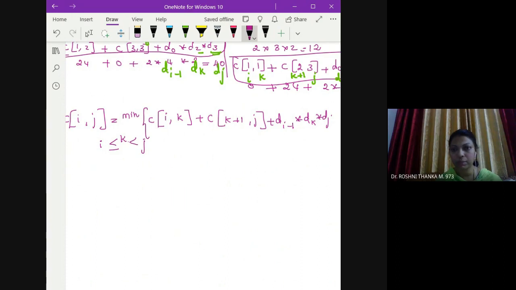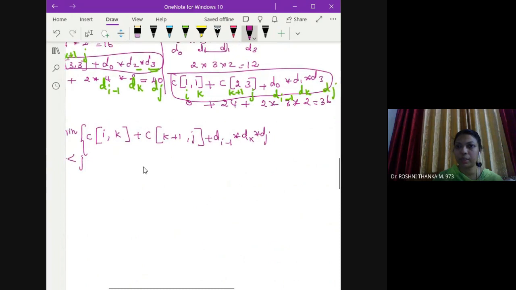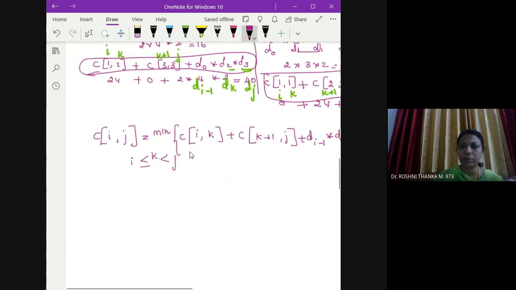So don't forget this formula. You can easily remember it: cost of i comma j plus cost of k plus 1 comma j plus d(i minus 1) into d(k) into d(j). Always you can see this value and this value will be the same here. This value 2 here will also be 2, and the j value here and the j value here will be the same, and only the k value will be changing. So here the k value is 2, here the k value is 3. Okay, so let's write an example so that you will understand clearly.